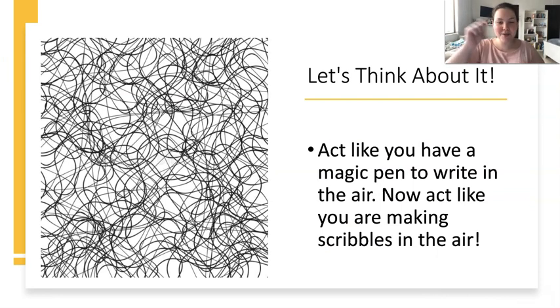Act like you have a magic pen to write in the air. Now act like you're making scribbles in the air. Make a lot of scribbles, my friends. Make scribbles.